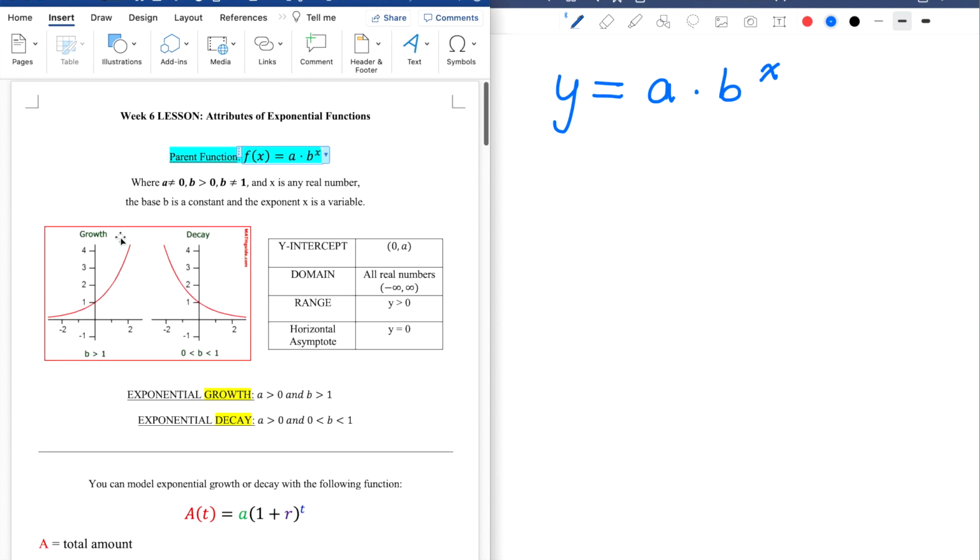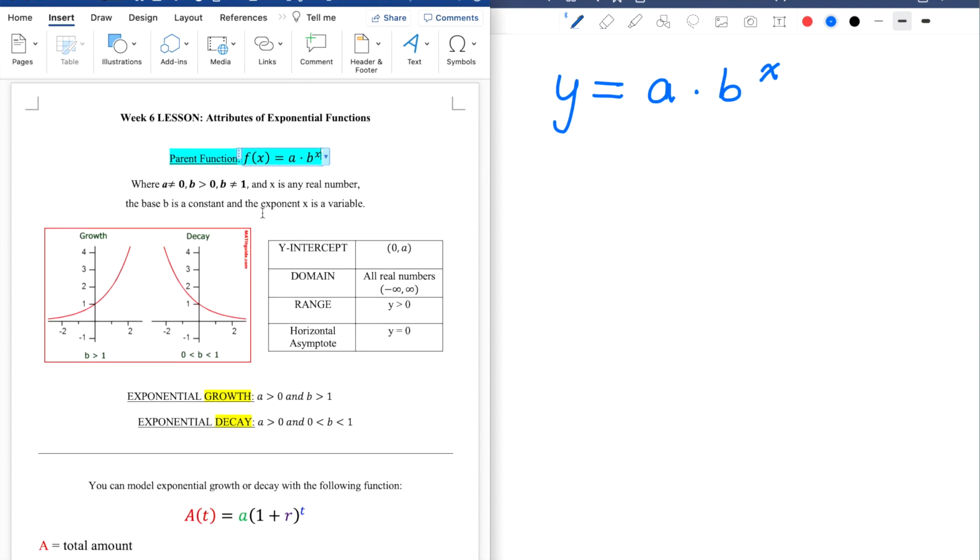Here's an example of exponential functions. There's two types. There's a growth and there's a decay. So growth is an increasing graph from left to right. Decay is a decreasing graph from left to right.